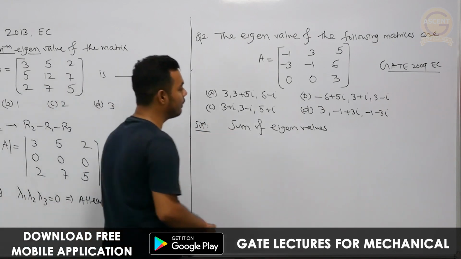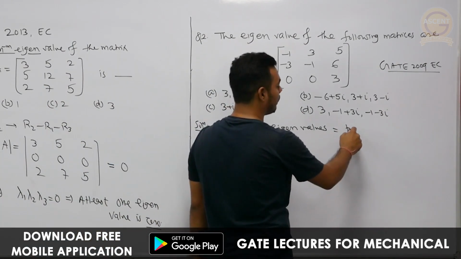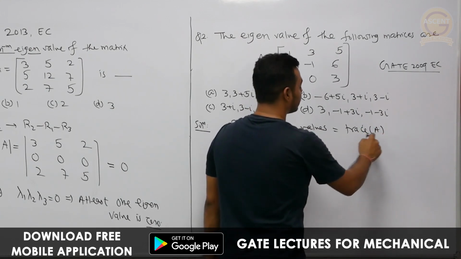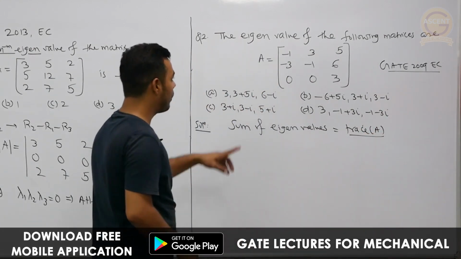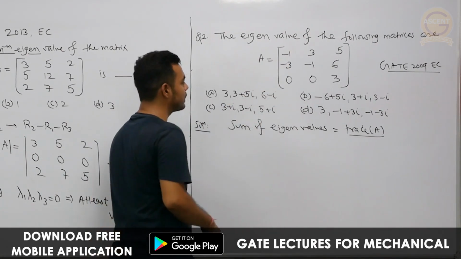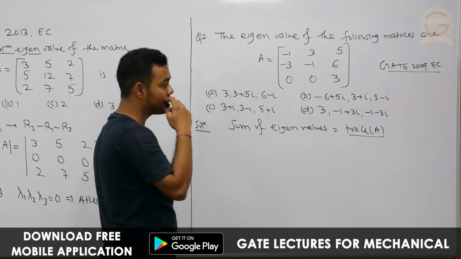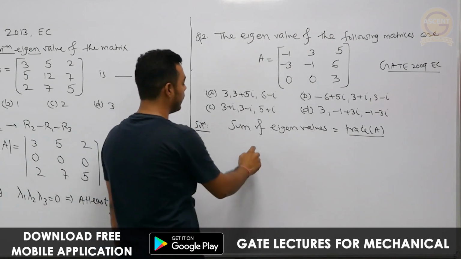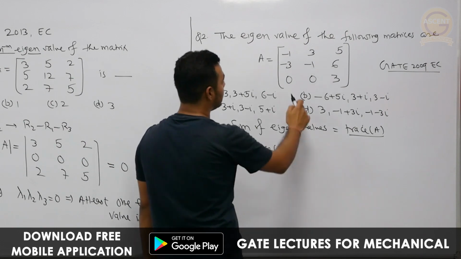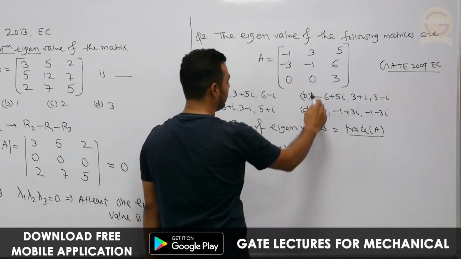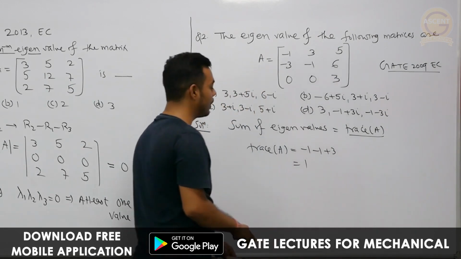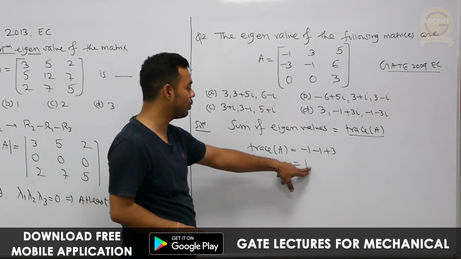So the sum of eigenvalues, this we have seen, is equal to the sum of diagonal elements, which is called the trace of the matrix. First we are going to calculate the trace of the matrix, and then from the options we will see which option satisfies this condition. Here the trace of the matrix will be, if I add all the diagonal elements, minus 1 plus 3, which is 1. So the sum of all the eigenvalues has to be equal to 1.